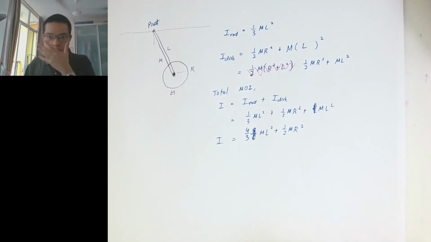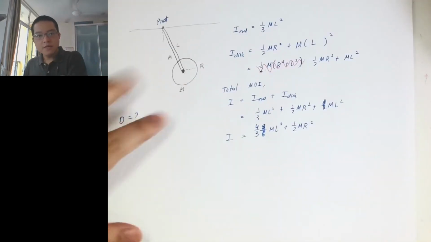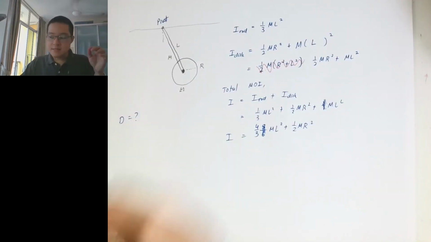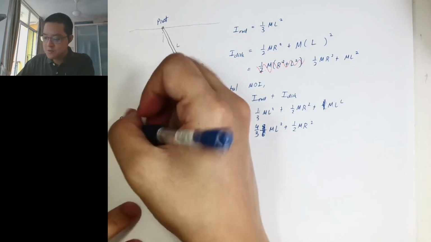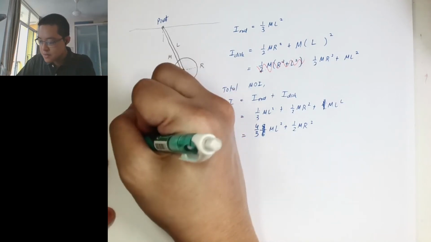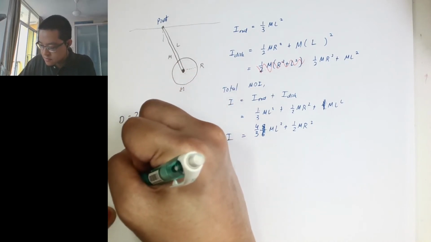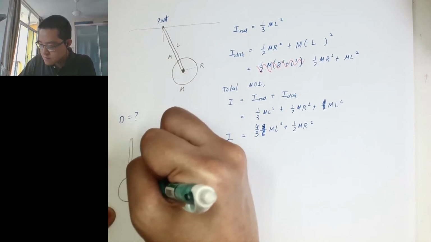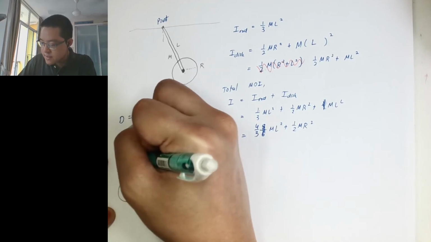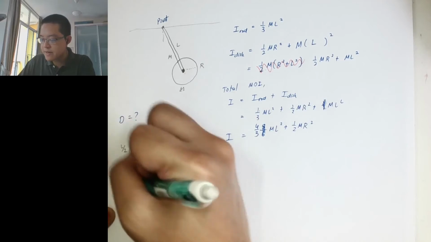Okay. Now what else do we need? We need to know what is the d, right? So what is the distance d? The distance is the distance between the pivot and the center of mass. So what's the center of mass? Over here. We need to calculate, right? So the center of mass of the system is, well, I have a rod attached to a disk. Okay, so this is the center of mass of the disk. And then this is the center of mass of the rod. So the center of mass of the rod is at L over 2, and then the disk is over here.